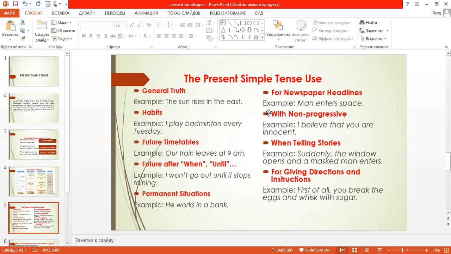And also we use present simple tense to speak about habits. For example, I play badminton every day. He gets up early in the morning every day, so on and so forth.